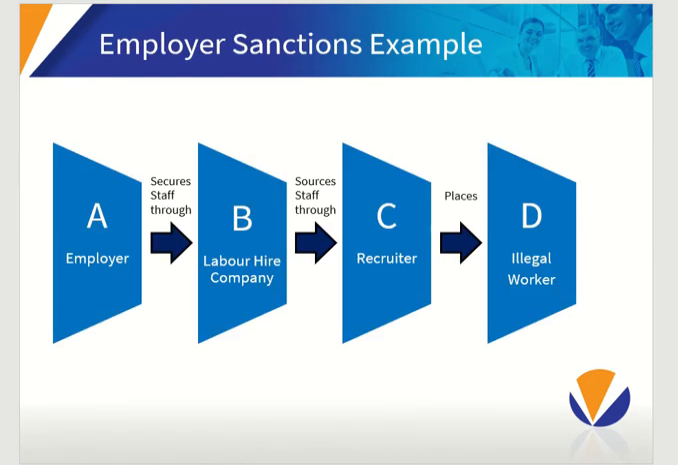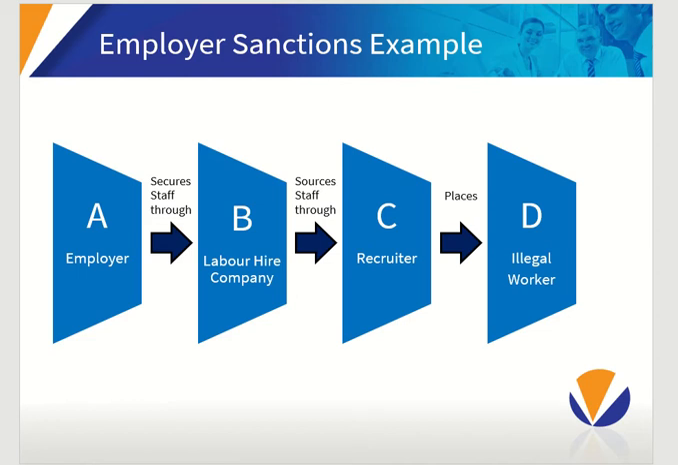The next chart shows an example of how this works in practice. Say you have D, who's an illegal worker, who comes to you through a labour hire company. They're directly employed by a labour hire company, and that labour hire company has found that person through a recruiter. So D is working directly for the labour hire company, and they've been referred to the labour hire company through the recruiter C, and they're working on your site, say, as a receptionist, as a temp. What if that person, D, doesn't have work rights or is working in excess of their visa conditions?